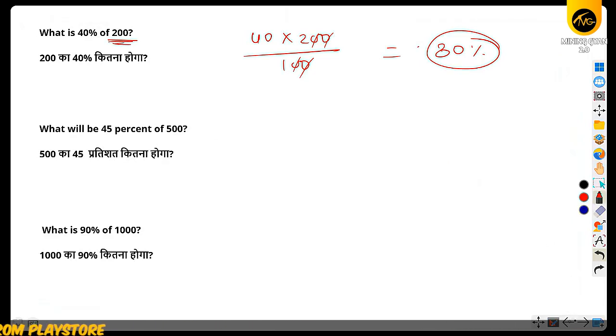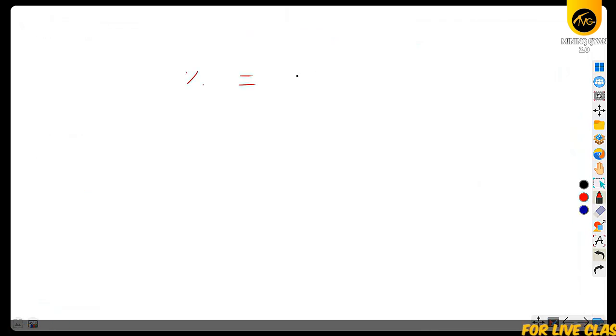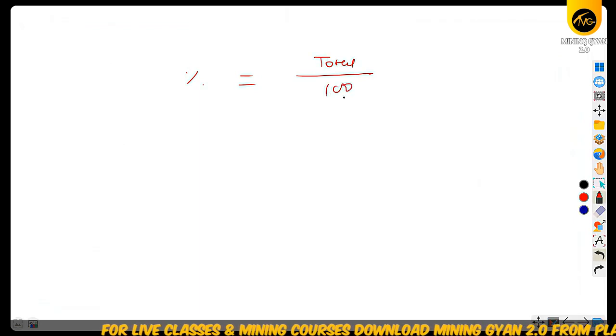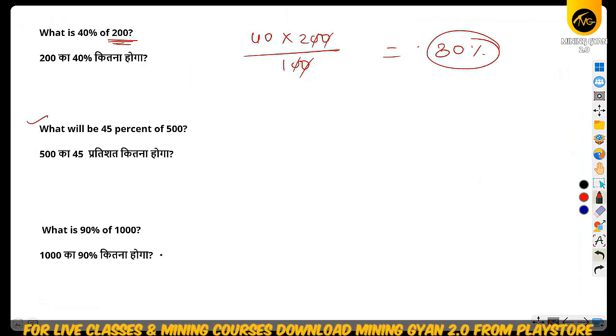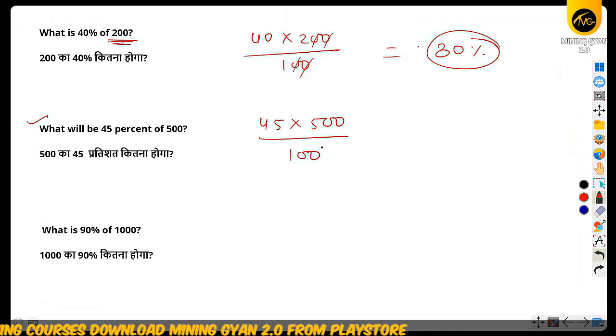So what is basically the formula? Percentage is equal to, okay, 200 into 40 divided by 100, correct. So total divided by 100. Now the second is, what will be 45% of 500? 45% of 500. So just multiply 45 into 500 and divide by 100. So it will be 5 into 45, that means 225.